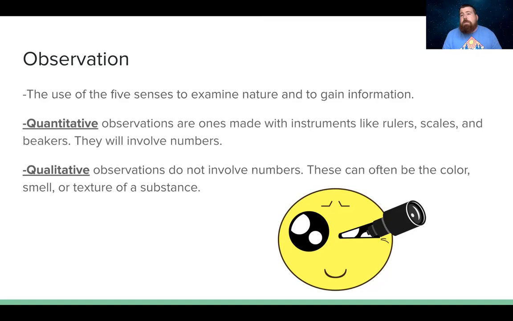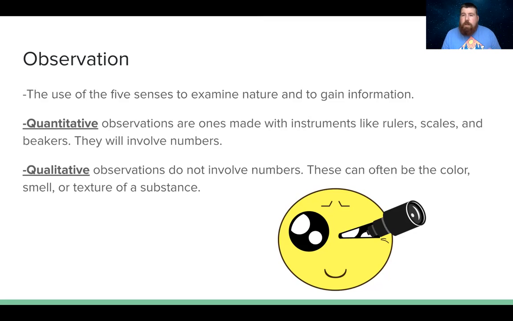A quantitative observation is really just a measurement. It is going to be something that involves numbers and units. For example, I could take a sample of carbon at school, put it on a scale, and say this sample of carbon weighs 5.1 grams. The 5.1 grams is a quantitative observation.